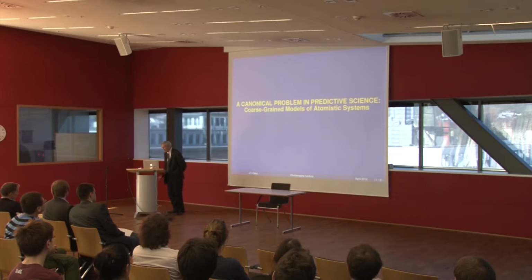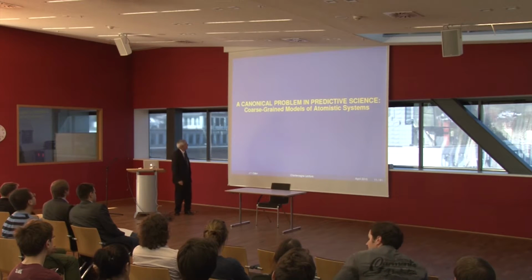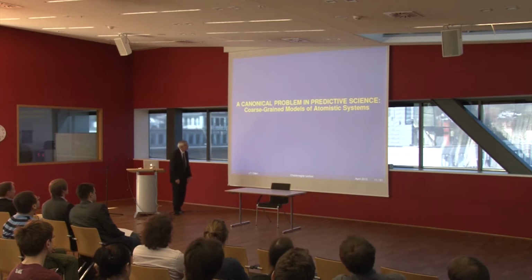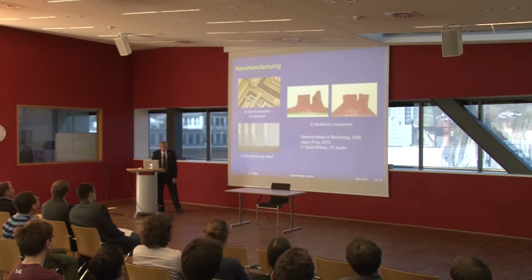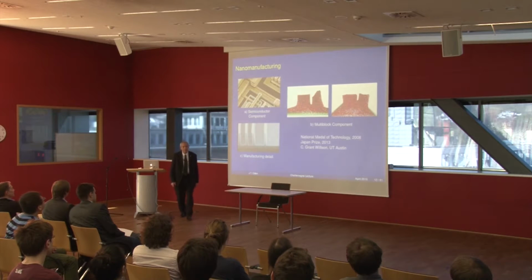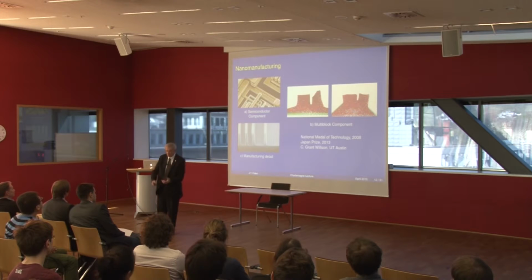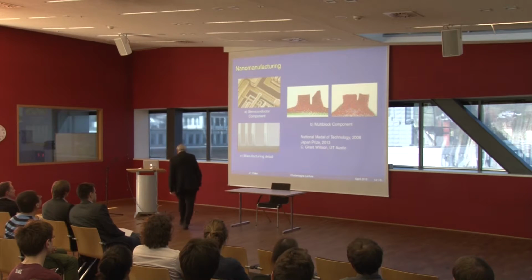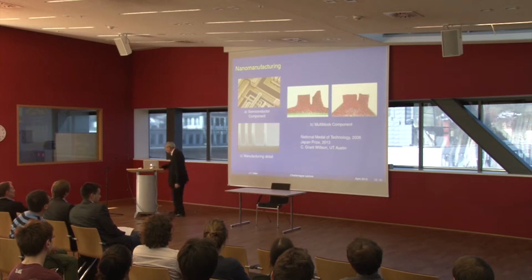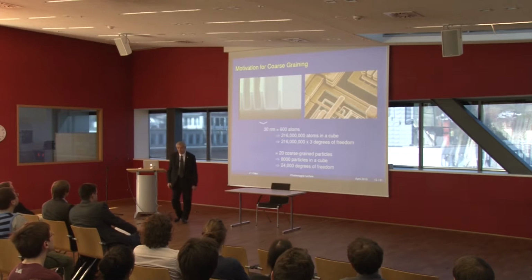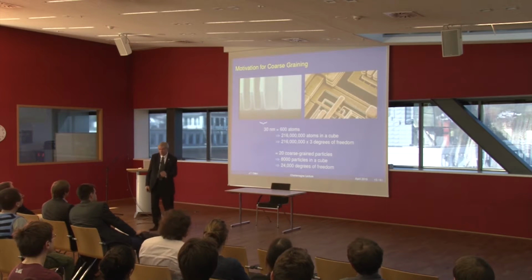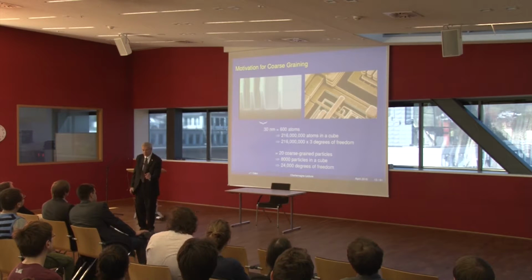Okay, now let's get to the application. I call this a canonical problem in predictive science: coarse-grained models of atomistic systems. One example that I tackled 7 or 8 years ago was nanomanufacturing, where you're stamping out semiconductors, and the dimensions of these semiconductors, well, they were back then 70 nanometers, now they're down to 10, 11 nanometers. So these things are down at almost the atomistic level.